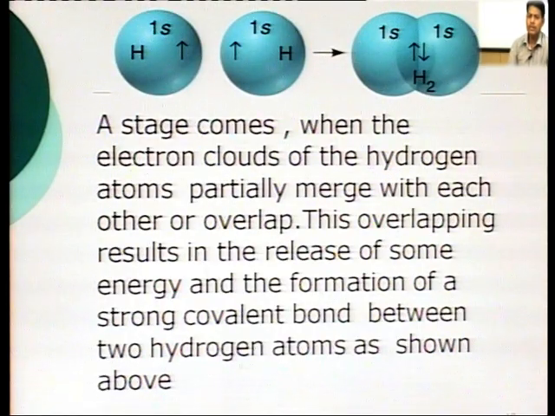A stage comes when the electron clouds of the hydrogen atoms partially merge with each other or overlap. This overlapping results in the release of some energy and the formation of a strong covalent bond between two hydrogen atoms. When the orbitals merge with each other, some energy is released, and the energy released makes the bond stable. Bond is formed when the energy is released.